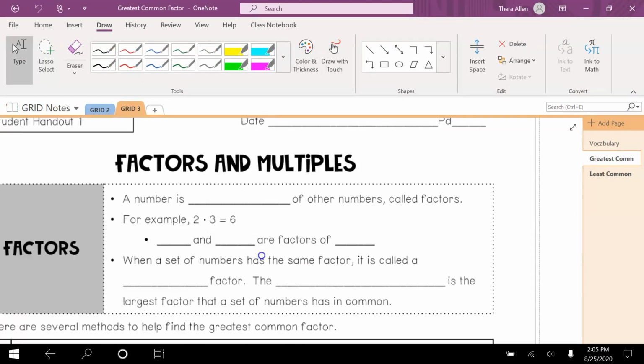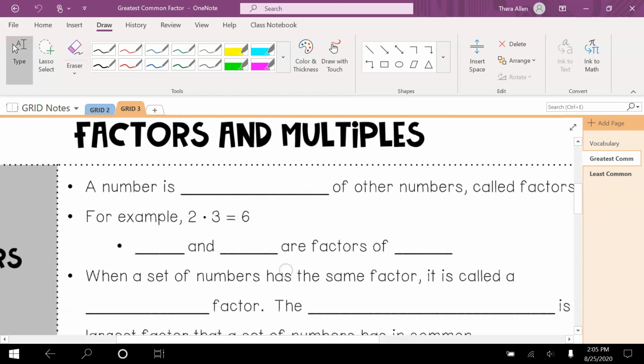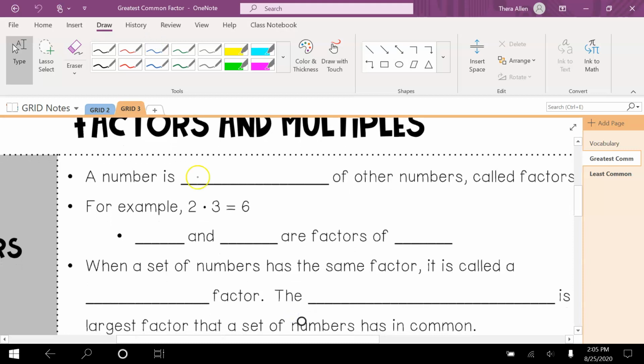A number is composed. So in our first blank, we're putting the word composed. A number is composed of other numbers called factors. For example, 2 times 3 equals 6. The numbers 2 and 3 are factors of the number 6.